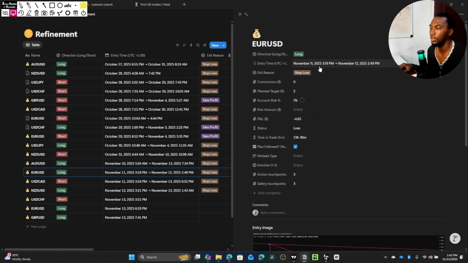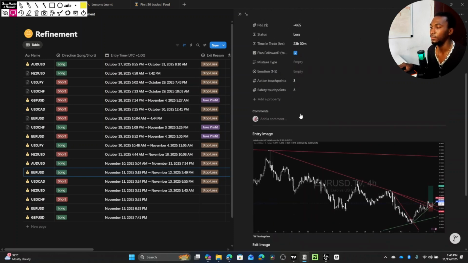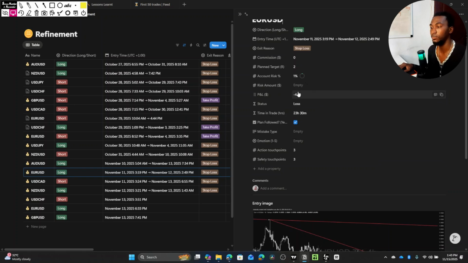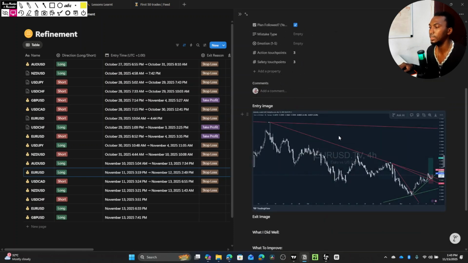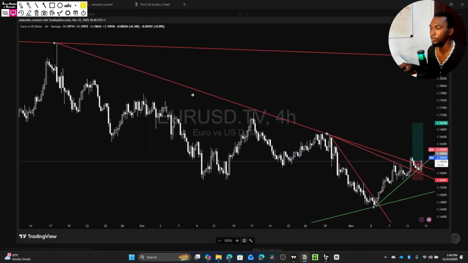This was November 11th all the way to November 12th. Wow, this is short. 23 hours and 30 minutes. I lost $4.65. I didn't write my account balance. Okay, I didn't register these trades at the right time. I registered all those leftover trades about, I think, 2 days later or so. I think that was yesterday or so. But nevertheless, I had 3 touch points and 3 touch points.